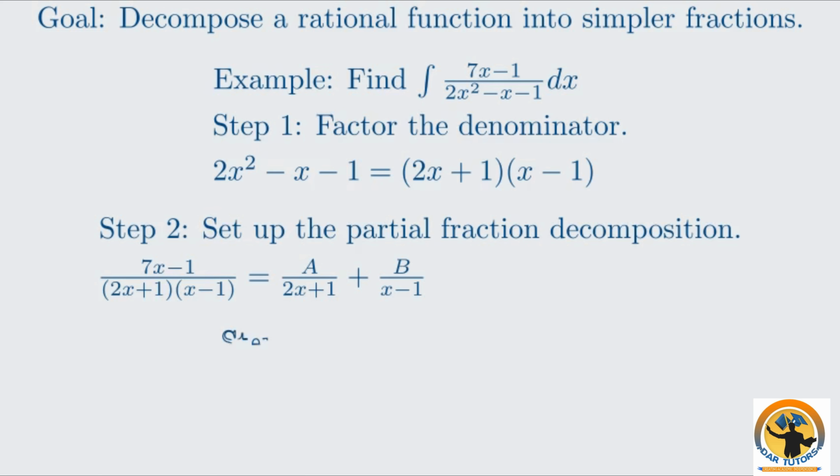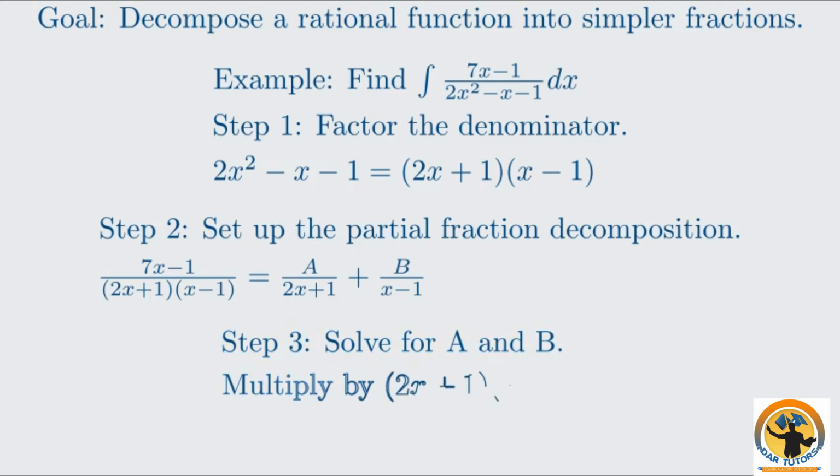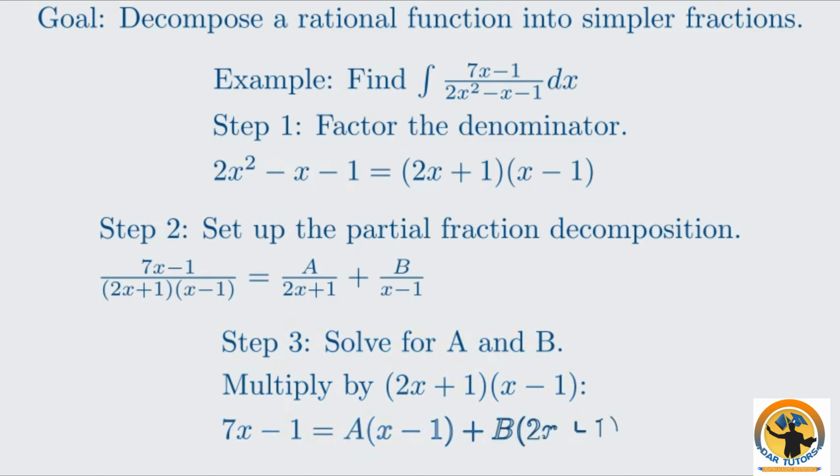To find the values of A and B, we multiply both sides of the equation by the common denominator, 2x plus 1 times x minus 1. This clears the denominators, leaving us with the equation 7x minus 1 equals A times x minus 1 plus B times 2x plus 1. A clever way to find A and B is to choose values for x that make one of the terms 0. Let's try x equals 1.